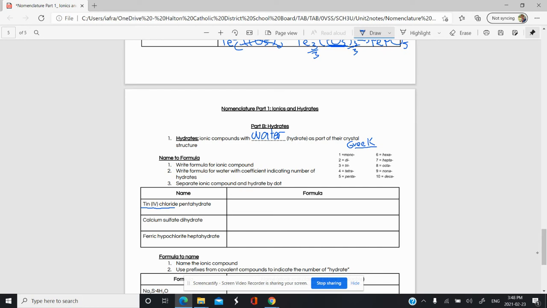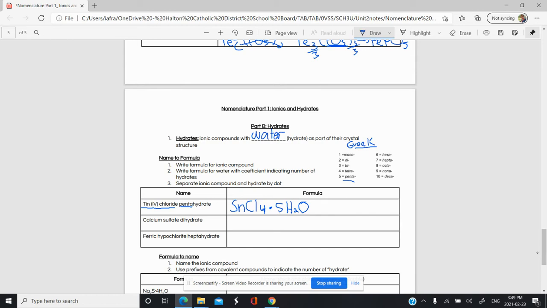So for example, if I was doing tin 4 chloride pentahydrate, first I would find the formula for tin 4 chloride. And so using the crisscross, that would be SnCl4. Then I would put a dot, and it says here we have pentahydrate. So penta means 5. So 5H2O. And that's tin 4 chloride pentahydrate.